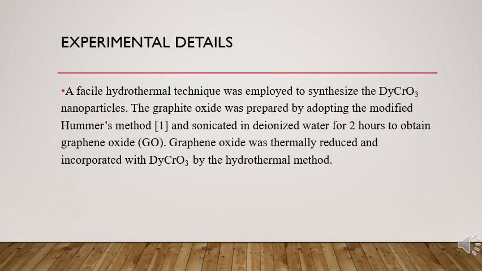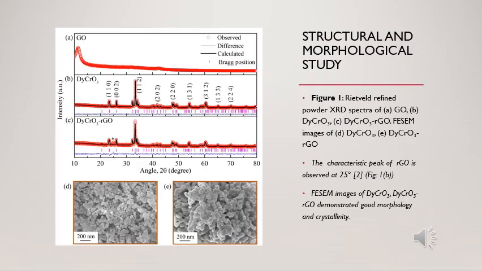Here I have given the process of the synthesis of the dysprosium chromide nanoparticles and reduced graphene oxide dysprosium chromide nanocomposite. In brief, a facile hydrothermal technique was employed to synthesize the dysprosium chromide nanoparticles. The graphite oxide was prepared by adopting the modified Hummers method and sonicated in deionized water for 2 hours to obtain graphene oxide. Graphene oxide was thermally reduced and incorporated with dysprosium chromide by the hydrothermal method.